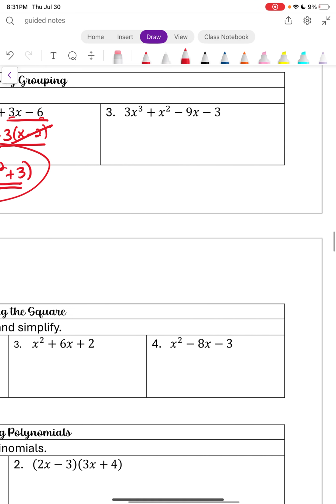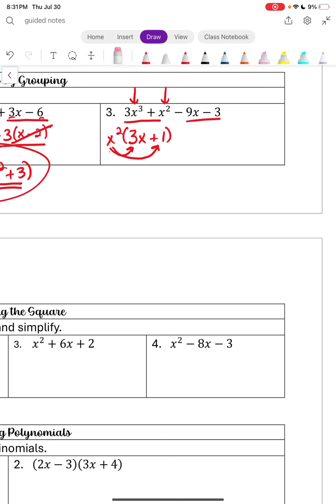All right, last one. First group, second group. First group has only an x squared in common. When you remove it, I'm left with a 3 and an x, and I'm left with nothing. You have to put that 1. Why? Because if you were to multiply this back out, you'd get 3x to the third. x squared times what gives you x squared? You do have to put that plus 1.